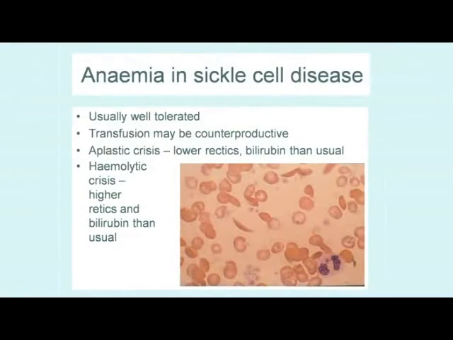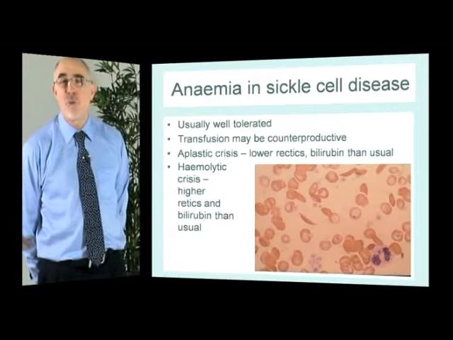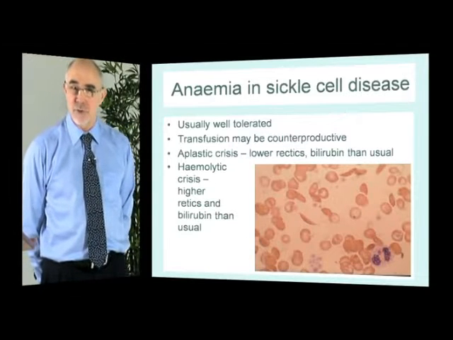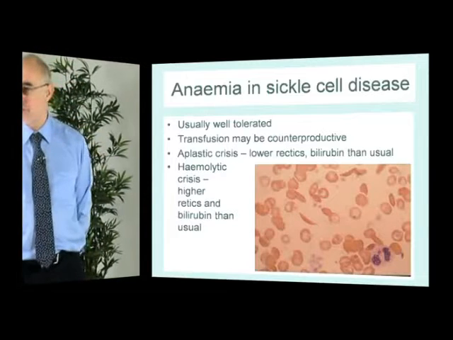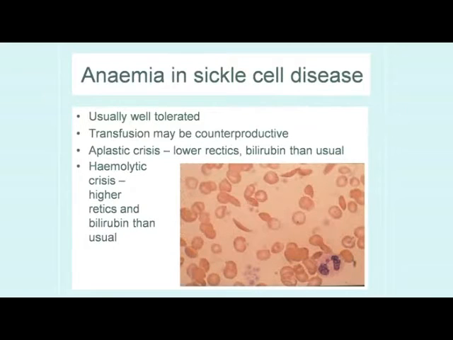Considering anemia in sickle cell disease in a little more detail, in general, anemia is well tolerated by patients with sickle cell disease. Hemoglobin S has a low oxygen affinity. It easily gives up oxygen to cells that require it. Consequently, transfusion is not a regular requirement in sickle cell disease.